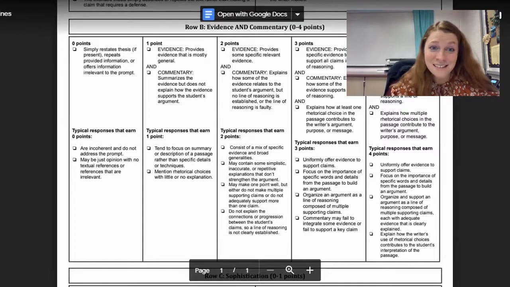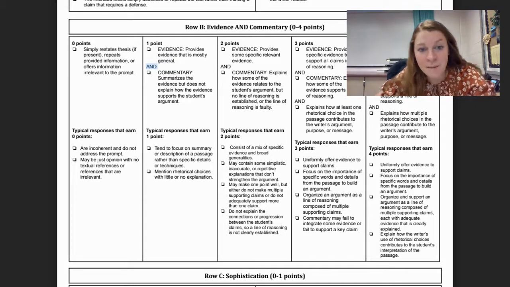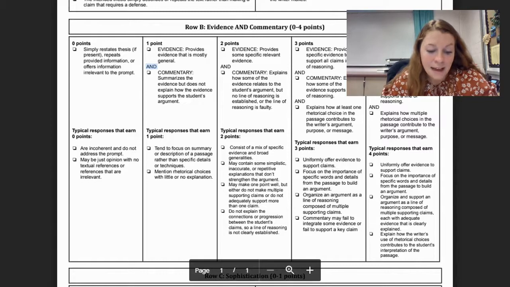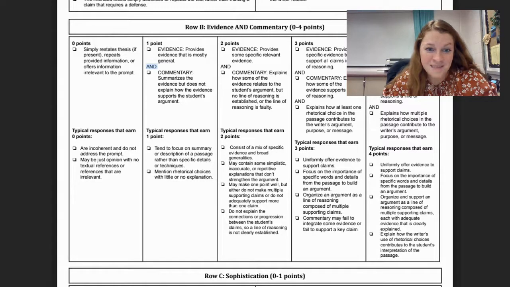Now, the 1 point, still not very good, but the evidence is just mainly general. You don't actually pull specific evidence out. But it's also combined with the fact that the commentary is just a summarization of the evidence, and it does not explain how the evidence supports the student's argument. So basically, you're not going into why the diction mattered. How did the diction affect the author's rhetorical choices? Were they able to persuade the reader using those rhetorical choices? And these tend to focus on, again, summary and description of the passage. And there's a mention of those rhetorical choices, but there's no explanation.